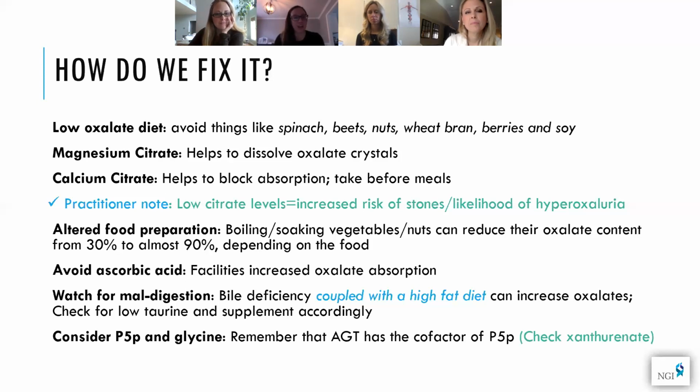You, of course, want to watch for any kind of issues with digestion. A high-fat diet with bile deficiency can actually increase the absorption of the oxalates, so that can cause issues as well. We want to look at the gut. And then lastly, remember, AGT has the cofactor of P5P, so we want to make sure that we are looking at that and possibly including that within the protocol.